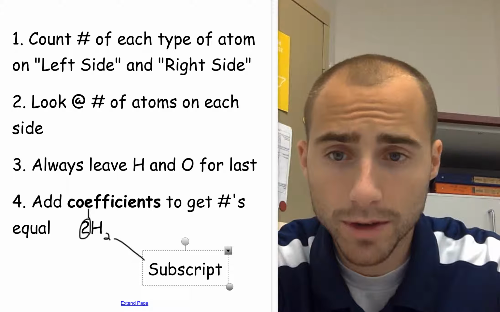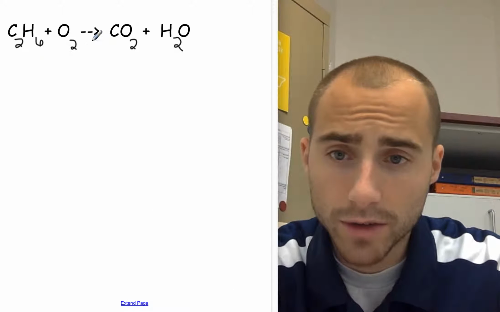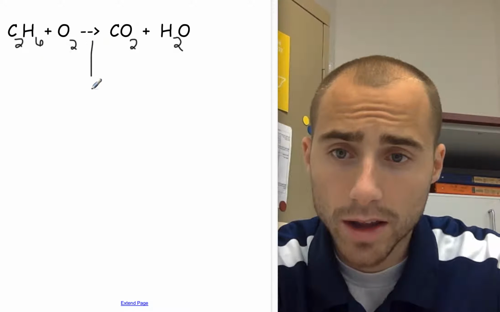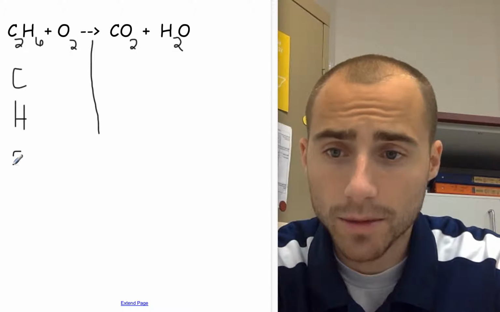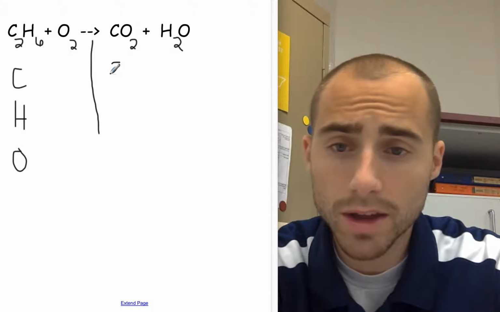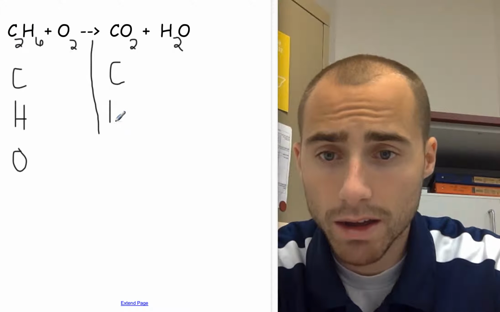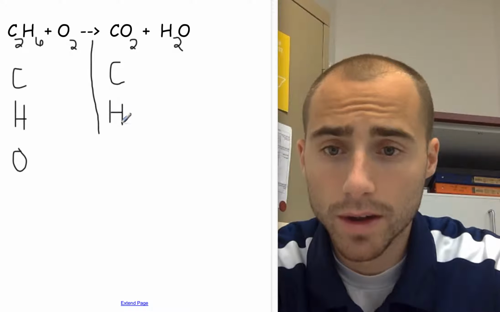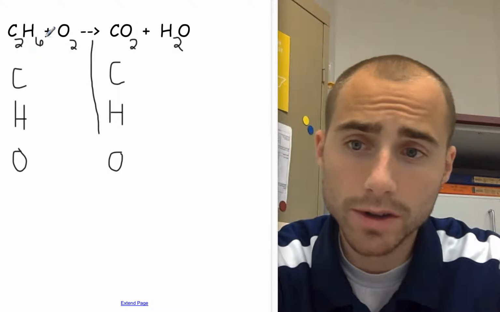So if I flash to an example problem that you'll see in a minute, if we were going to count the atoms, we would draw a line down the middle here, and we would count the number of carbon atoms, the number of hydrogen atoms, and the number of oxygen atoms on each side, because those are the only 3 elements we have. We have C, H, and O. So we'd write those down, C, H, and O. And then to count the number of atoms, we count these small subscripts right here.